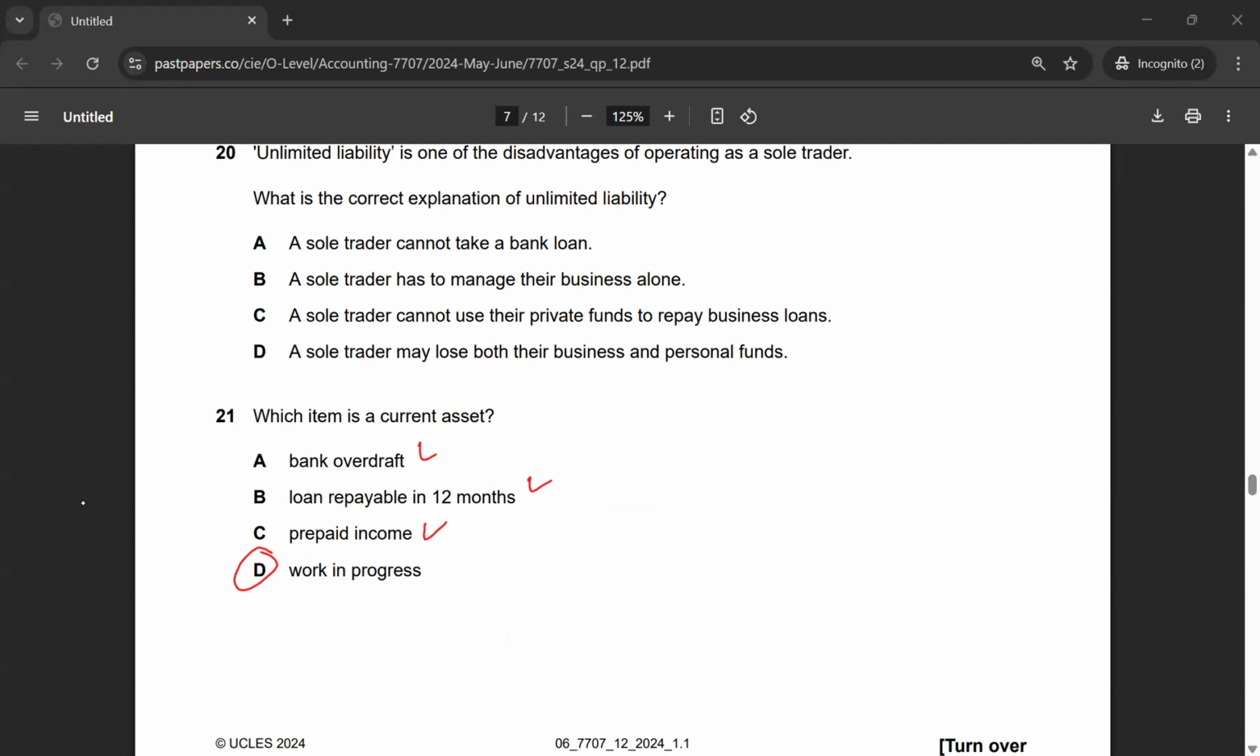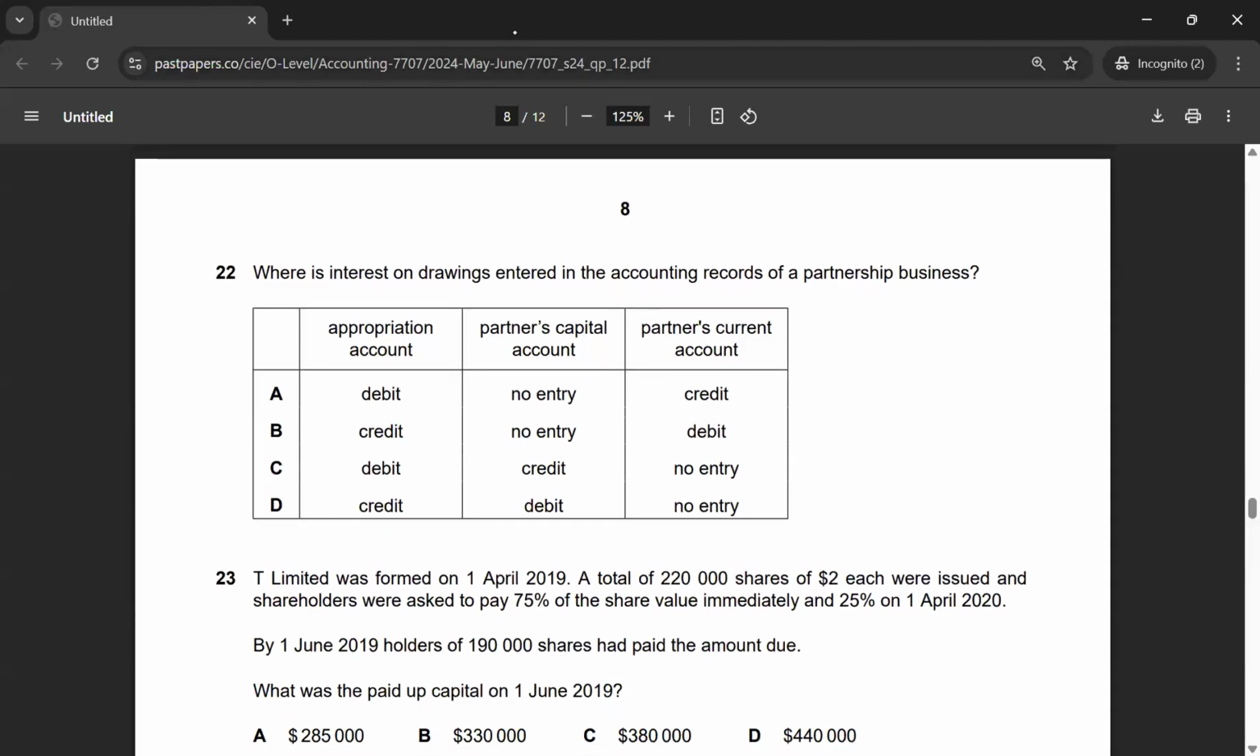Let's move on to multiple choice 22. Where is interest on drawings entered in the accounting records of a partnership business? If you know this, interest on drawings is always on the debit side of the partner's current account, and there's only one entry, which is a debit. So the correct answer for multiple choice 22 would be option B. It's going to be credited to the appropriation account, and it will not show in the partner's capital account. And it will be on the debit side of the partner's current account. So the correct answer is option B.